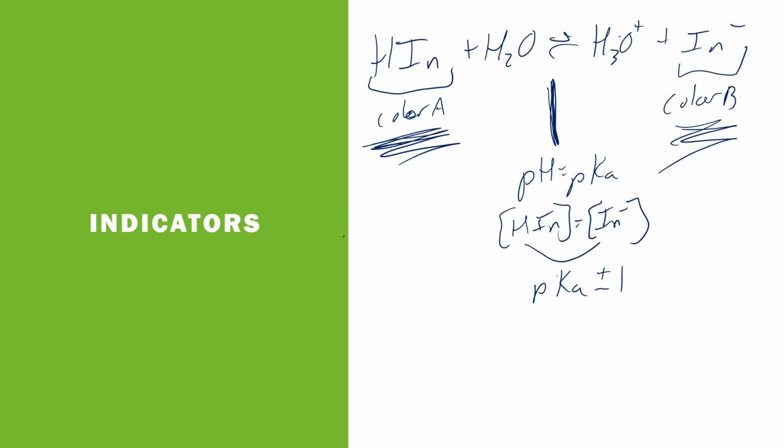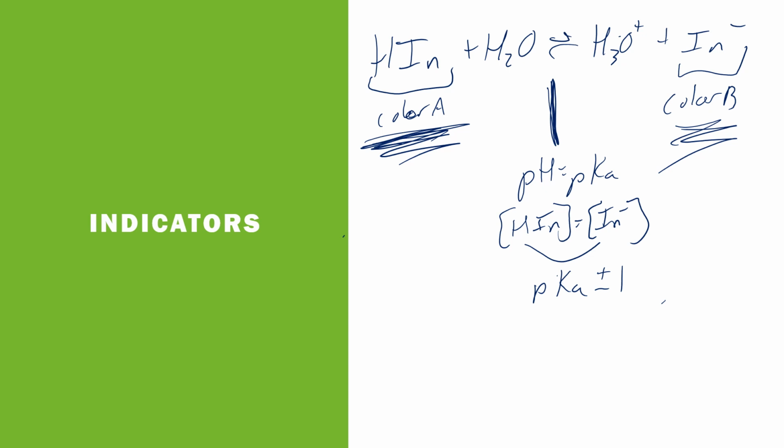So if you have 1 pH unit lower, you'll have more of the acid present, but it'll just start kind of faintly changing color. And then 1 pH unit higher, again, the color change will just kind of fade away. Okay, so it's kind of that plus or minus 1 scenario. But in order for this to happen, whatever you have extra of needs to react with your indicator.